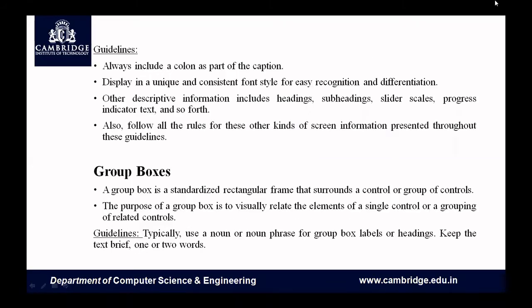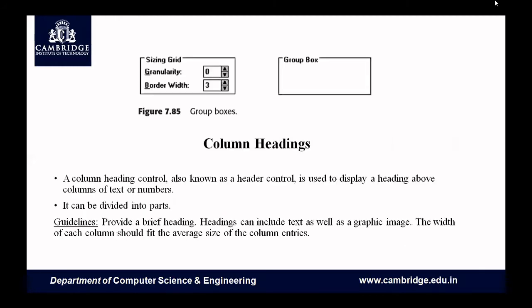What are the guidelines you have to follow? You have to use a noun or a noun phrase for the group box label or headings. Keep the text brief, 1 or 2 words. You can see it should be 1 or 2 words only, not more, and it should be very precise.